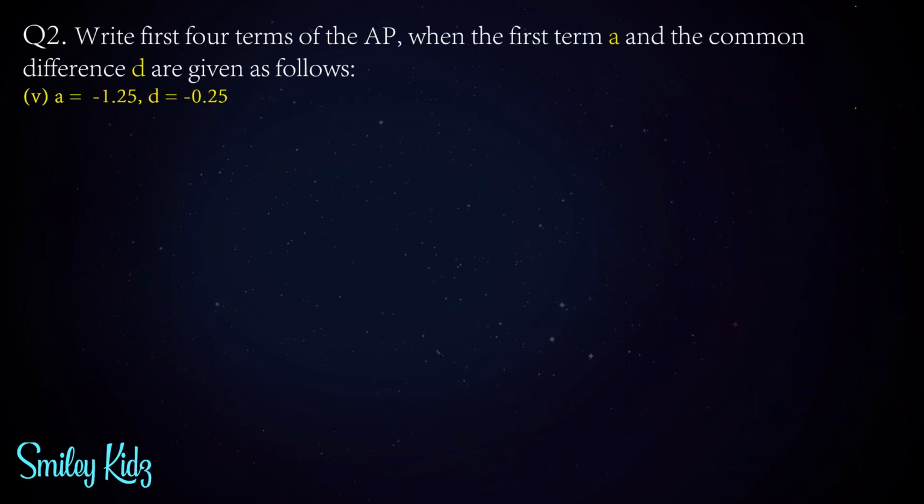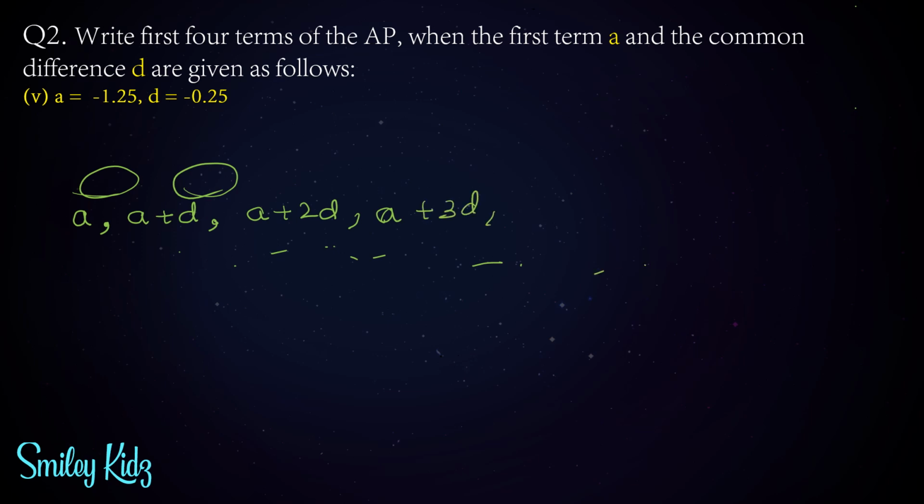Now the method we followed was very complex. Let's start a different method for this particular question. A is equal to minus 1.25 and D is equal to minus 0.25. Now the sequence of AP is like this: A, A plus D, A plus 2D, A plus 3D, and you know that, right? A plus 4D, A plus 5D, A plus 6D, and so on. This is the sequence of AP.